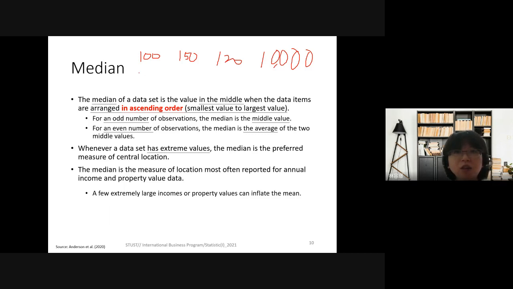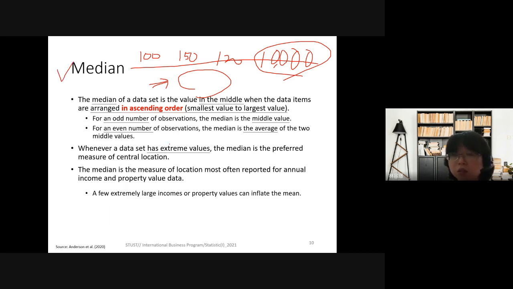Okay, in such a condition, you will get a very strange result on the average because of such extreme values. So, in order to truly tell the audience the real condition, we will use the median. We will use the median to express such data for the analysis.